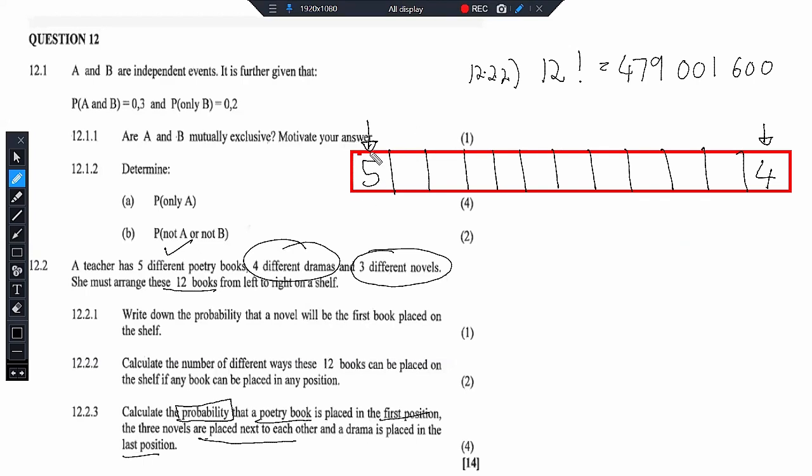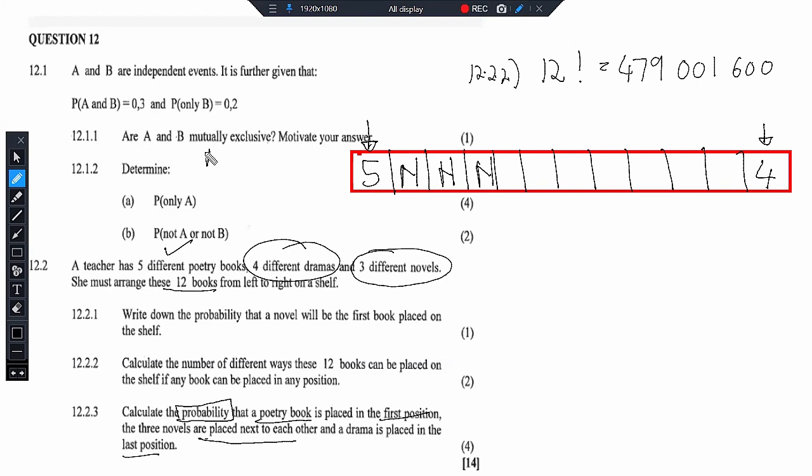Now, obviously, if we have placed a book here and a book there, how many books are we now left with? It's 10, right? But then there is a restriction. The novels must always follow each other. So it's novel, novel, novel. Now we already know that these novels can be arranged in any different order, which is 3 factorial.